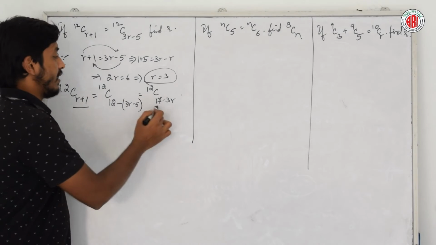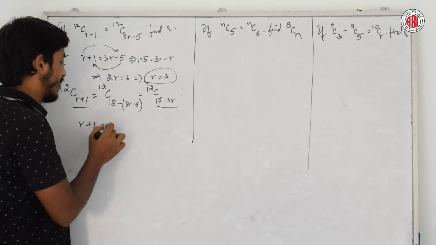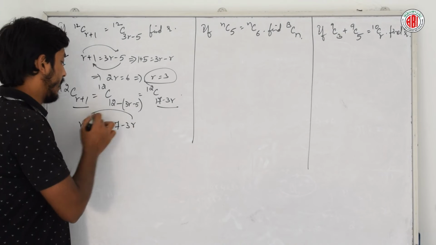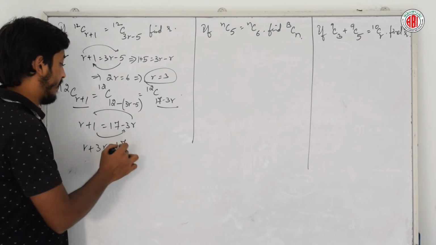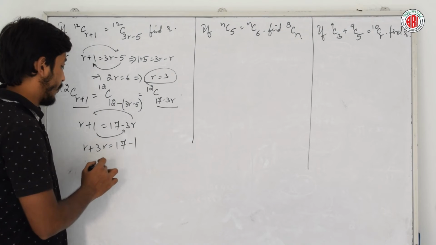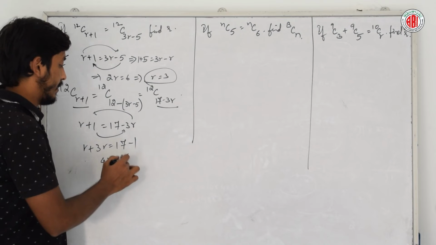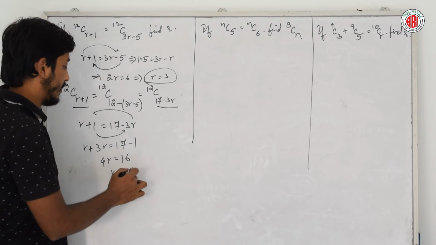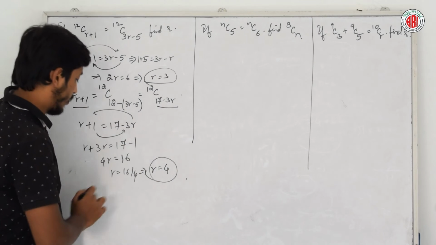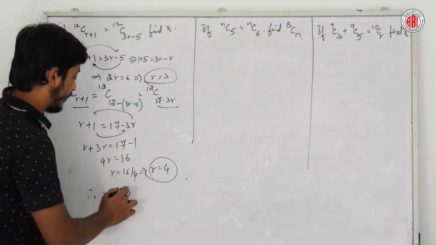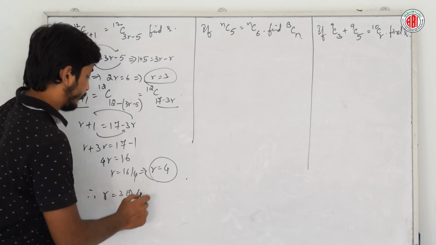Now we can equate these both. So that will be r plus 1 is equal to 17 minus 3r. This side, 1 this side. r plus 3r is equal to 17 minus 1. 4r is 16. r is 16 by 4. Therefore the value of r is 4. So the value of r is either 3 or 4.